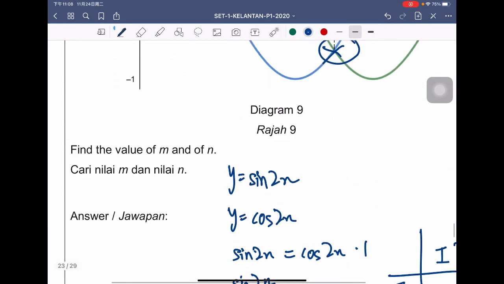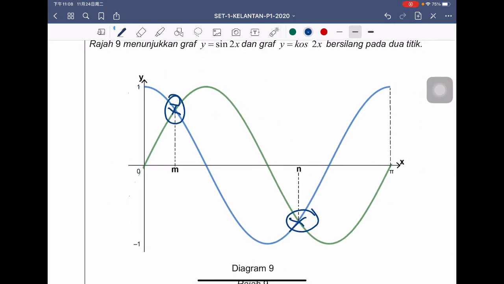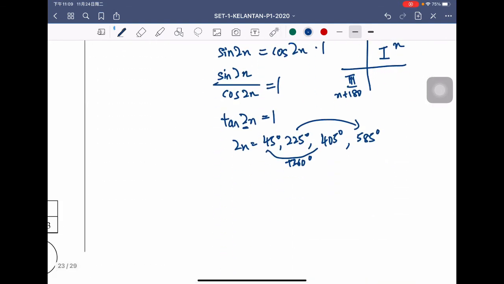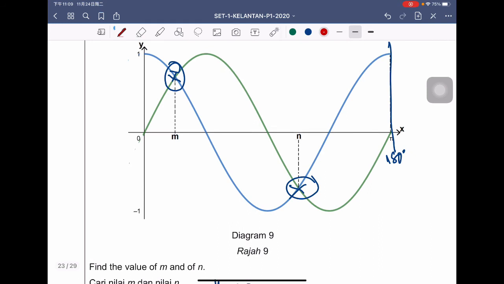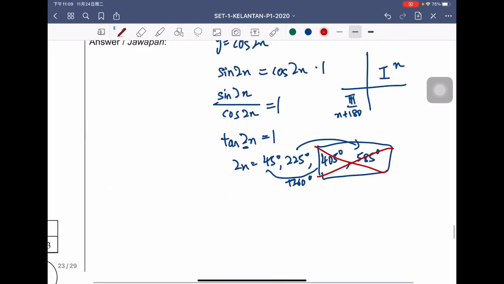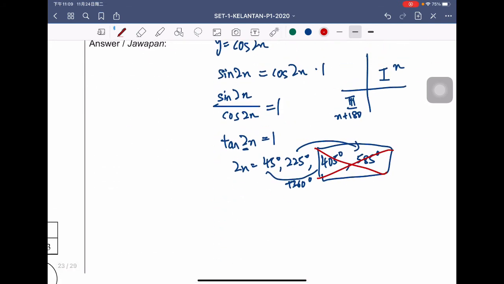No. You can see the 2x graph here, the range for this graph is only until pi. It means that the range is only until 180 degrees. So the third answer and the fourth answer we need to cancel out. These two answers cannot be used because the range of the graph is until 180 degrees only. So you need to look carefully at what range the graph is given.